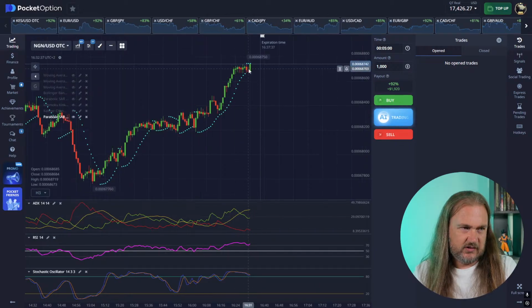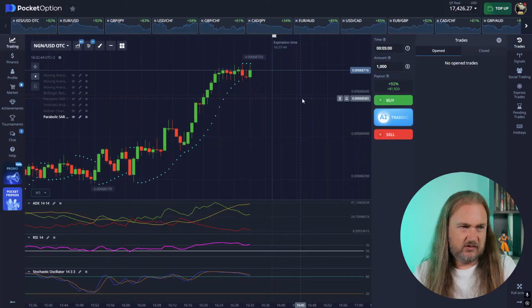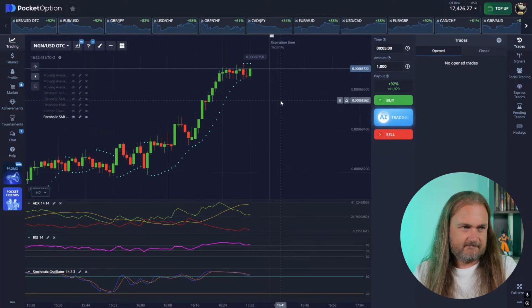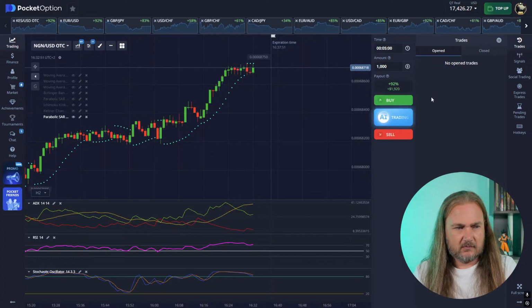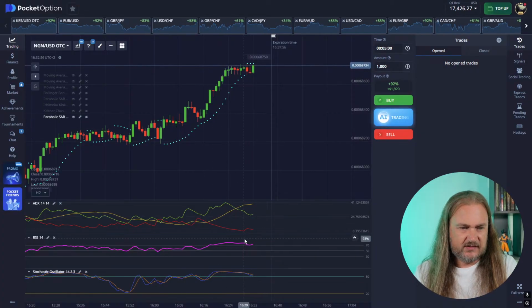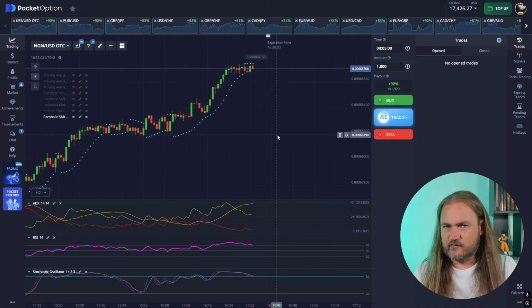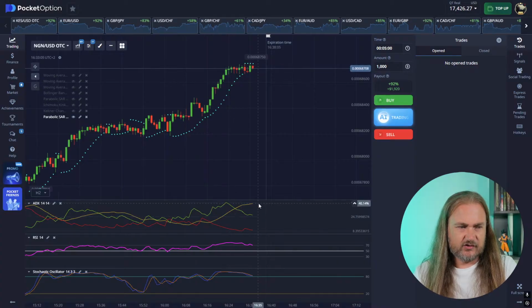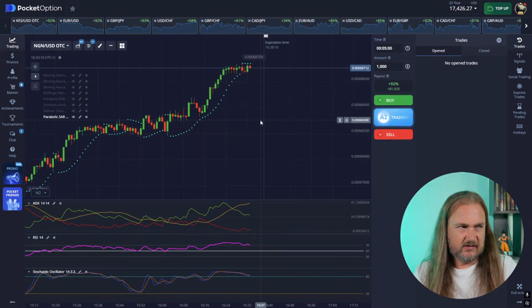Here's another possible entry for us. Let's see, I'm going to go with this. This is looking good. If it breaks the parabolic, which it might not, we have a very high ADX. RSI is nice and high. Stochastic is in the overbought area, which is good, showing me there's a lot of bullish momentum. RSI is showing me there's a lot of bullish momentum. If the parabolic breaks, we'll just go with a trade there as well.